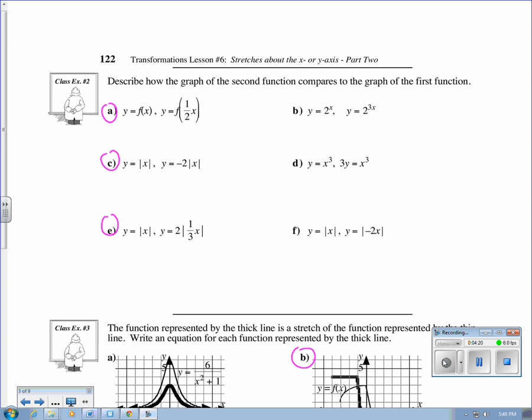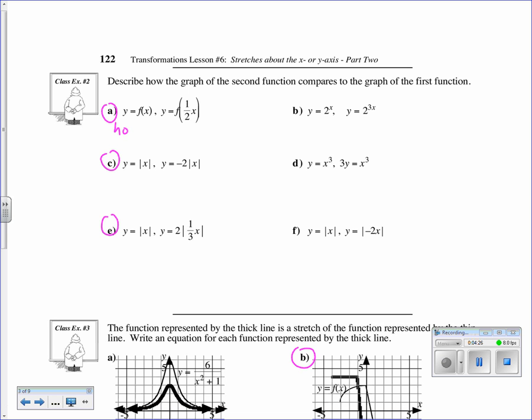I'm going to do A, C, E. So the replacement of x with a half x is going to be a horizontal stretch of 2 about the x-axis. Pardon me, about the y-axis.